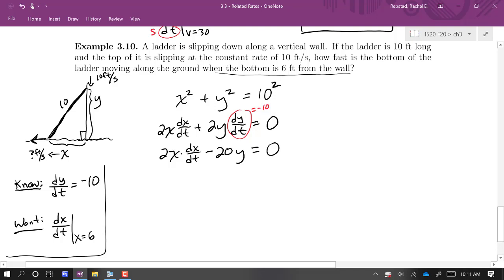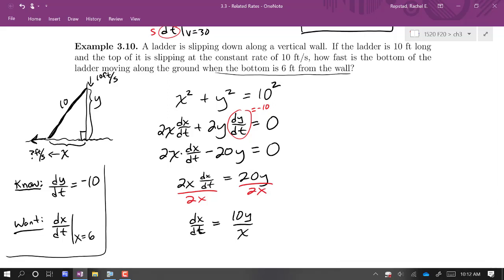I want to find dx/dt, so I'm going to do some algebra, solve this equation for dx/dt. I'll throw the 20y on the other side, and divide both sides by 2x. So we have dx/dt now. If we reduce, we get 10y over x. But you'll notice dx/dt is expressed as a function of both x and y. So we need to know both x and y in order to evaluate it. They told us that we're interested in what's happening when x is 6.